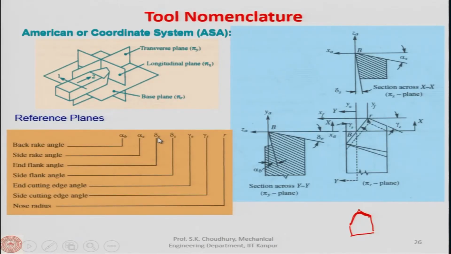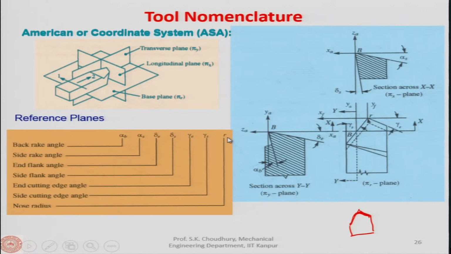So, in this particular coordinate system, that sequence is: first the back rake angle, then the side rake angle, then the end flank angle, side flank angle, okay, the end cutting edge angle and the side cutting edge angle.